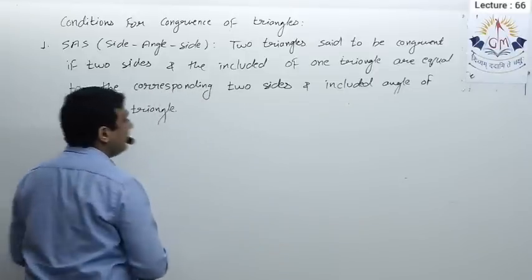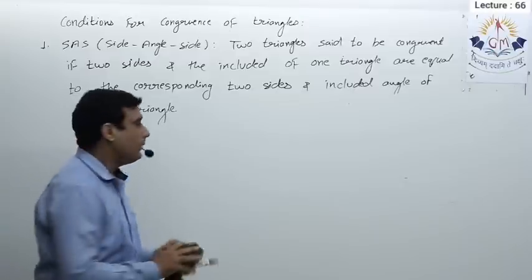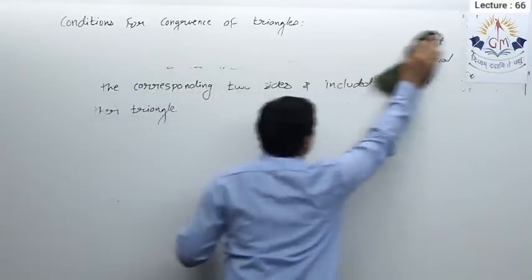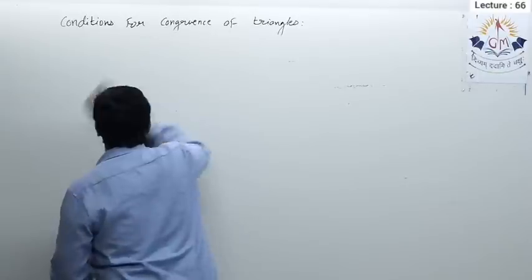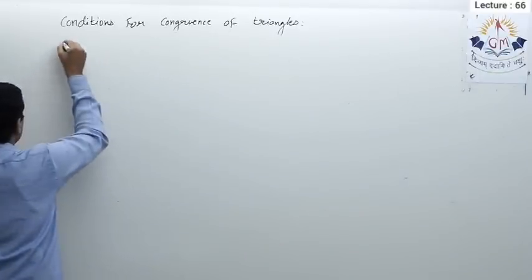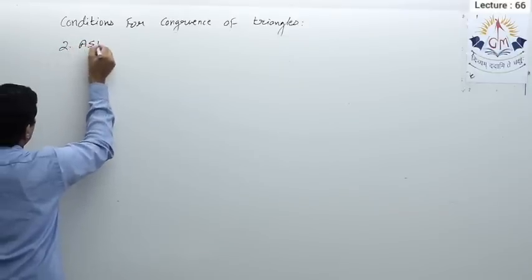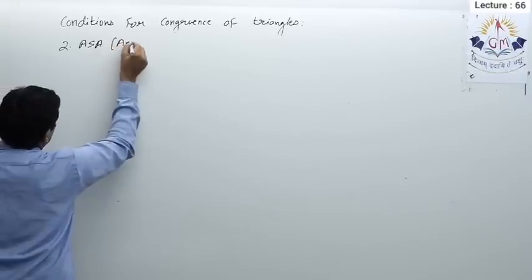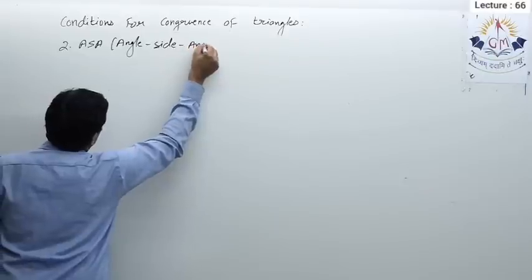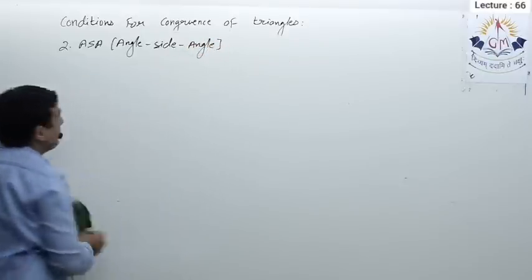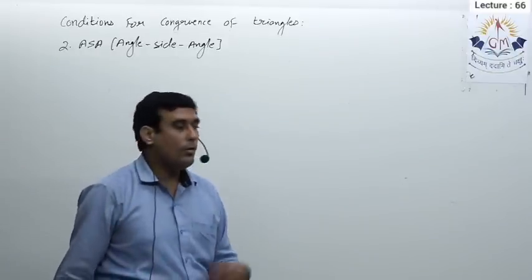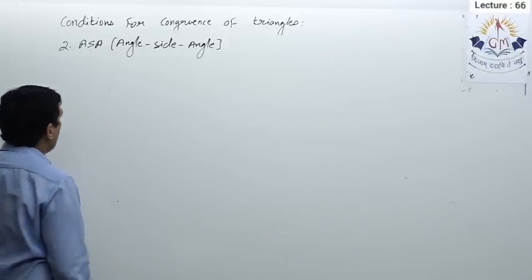So second is the angle side angle theorem. It is the theorem angle side angle, ASA. ASA, that is angle, side, angle. Angle side angle congruency criteria or congruency rule or congruency condition, whatever you say.